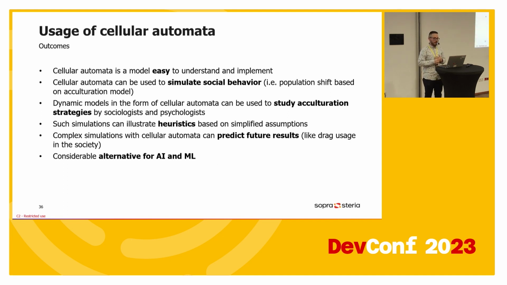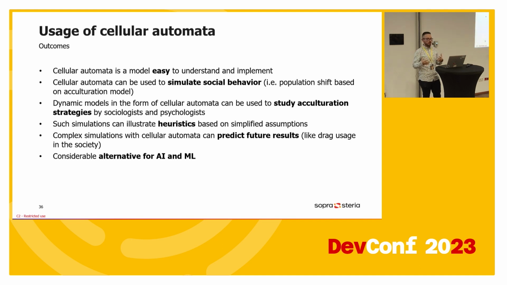And the last thing, which I didn't mention before, but maybe you found it in the description of this talk, is that Cellular Automata in some cases can be a much better option than AI and ML, because right now we have a huge hype on artificial intelligence and machine learning. We have a lot of tools, we have a lot of services which we can use to easily build any application based on AI or ML.